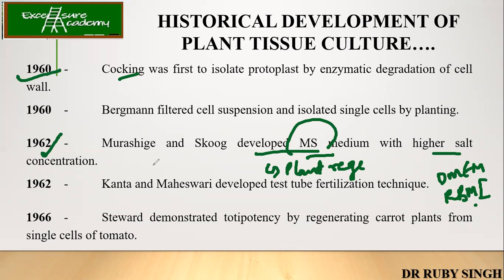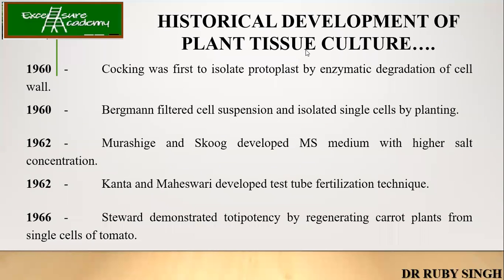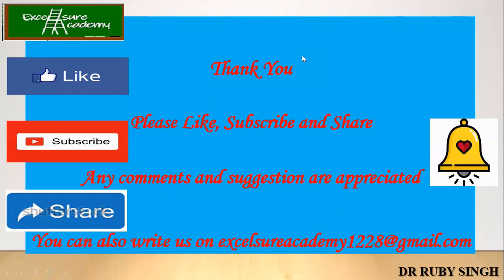Okay. Then Kanta and Maheshwari developed the test tube fertilization technique. Now this is also again important. So in 1962, two major events happened: the development of the MS media and the test tube fertilization technique developed by Kanta and Maheshwari. Then in 1966, Steward demonstrated totipotency by regenerating carrot plants from single cells. Okay, so all these are important events which I have already mentioned. A few things you need to remember with respect to your MSc entrance exams.